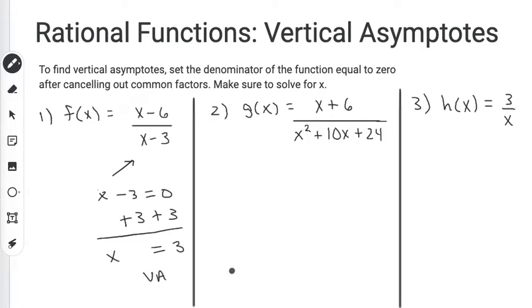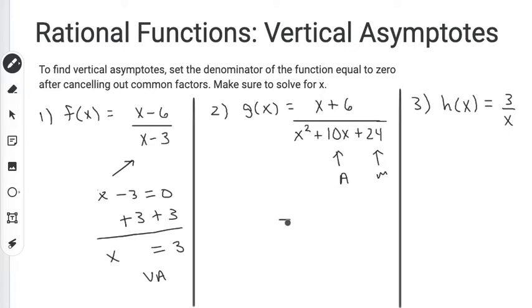Now the next one is number 2, we're doing g of x is equal to x plus 6 on top, and x squared plus 10x plus 24 on the bottom. So I can't factor the top, this is x plus 6, but I can factor the bottom. I would just need to find two numbers that multiply to 24, but at the same time add up to 10. So what two numbers will multiply to 24 but add up to 10? That would be 6 and 4, right?